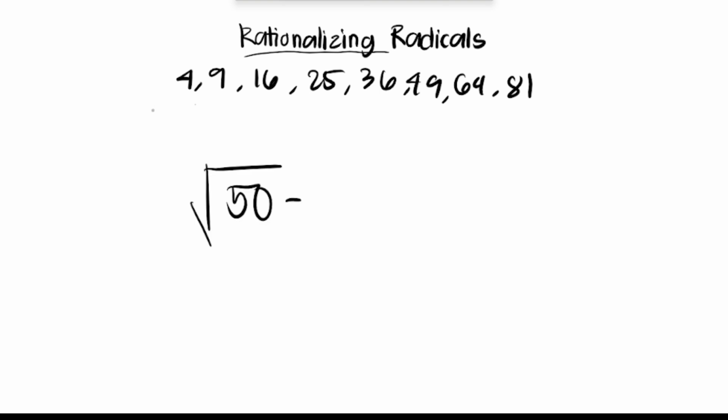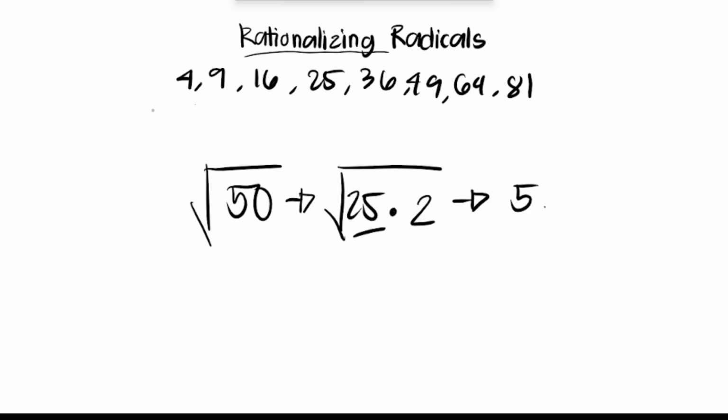Now, what do we do if our value is not a perfect square? All you have to do is break this value down. So 50 is going to be 25 times 2. 25 is a perfect square. Therefore, we can just take the square root of that, and then we have 5 square root of 2.